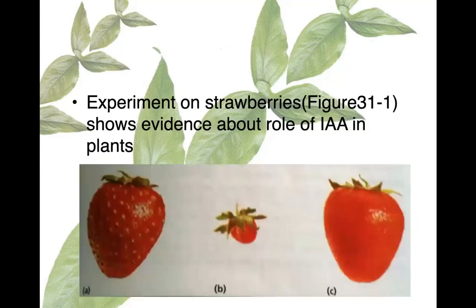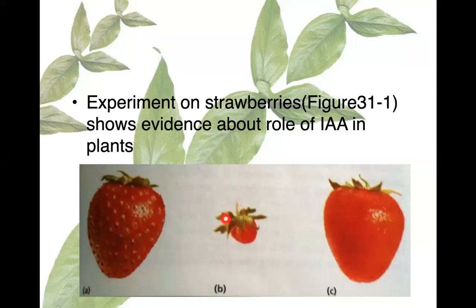There's an experiment that is illustrated in the text on strawberries, which shows the evidence about the role of indole acetic acid in plants. So in the first one, that's a normal strawberry that has had nothing done to it, for A. So this is obviously what strawberries normally look like. And the strawberry in picture B has had all of the seeds removed before the fruit enlarges.